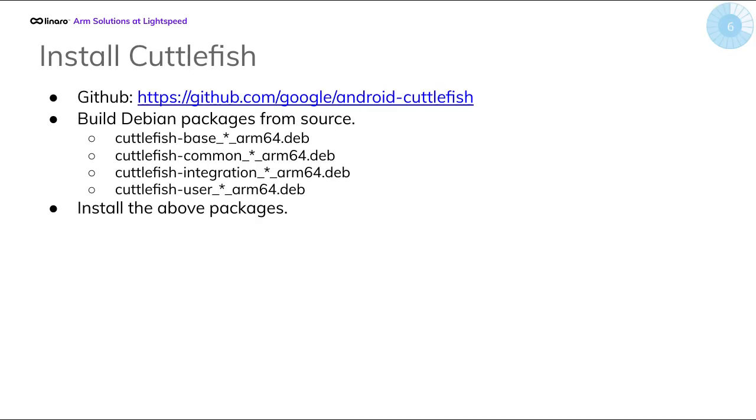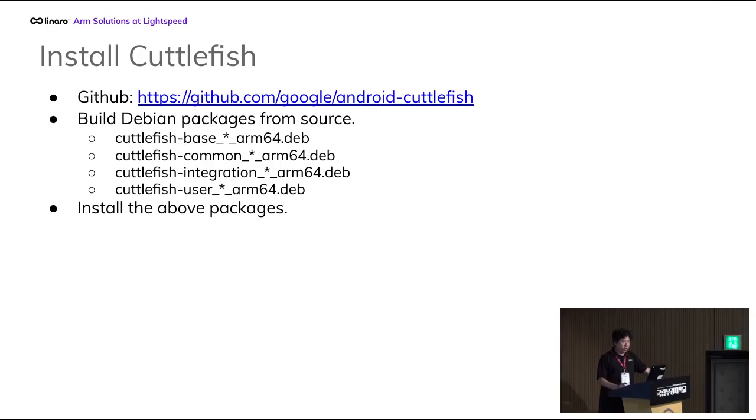And the second step is to install Cuttlefish. Cuttlefish is hosted on GitHub, not on traditional Google code repositories. So you go to GitHub to download the source code and follow the instructions to build it, and you will get 4 Debian packages. And then you use apt or dpkg to install these Debian packages on this board.